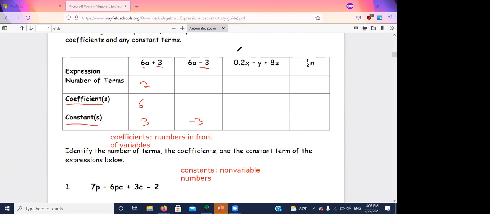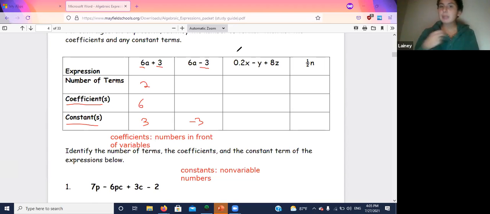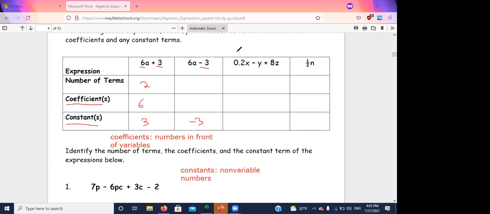Try number 3. This one is not a trick question, but keep in mind what that negative would represent in terms of the coefficient, okay? Again, just tell me the number of terms and then the coefficients and the constants. The number of terms is 3. The coefficients are, is it 2 and 8?